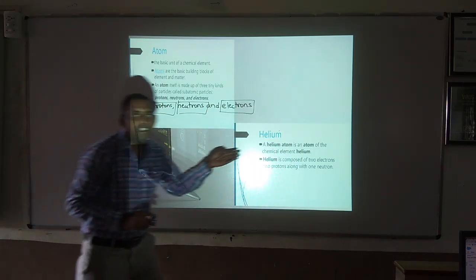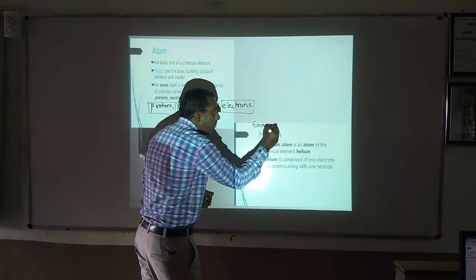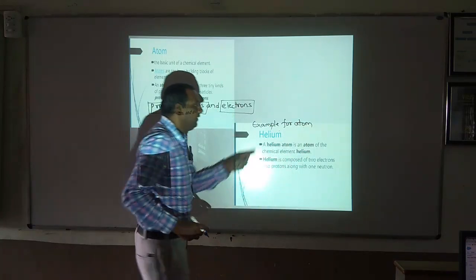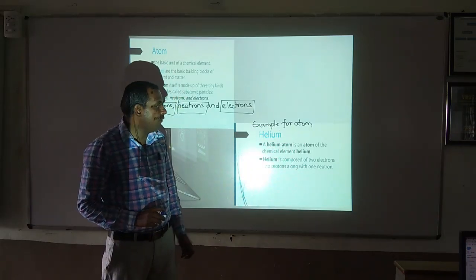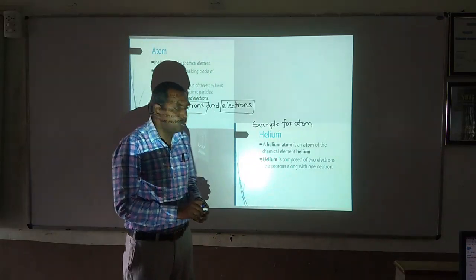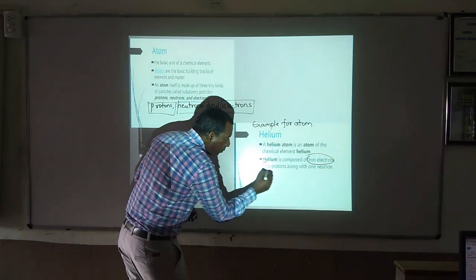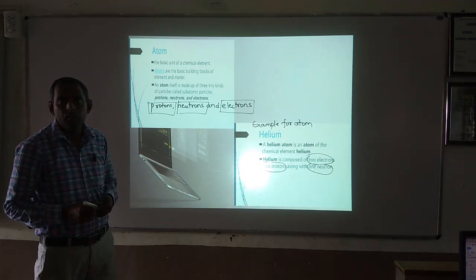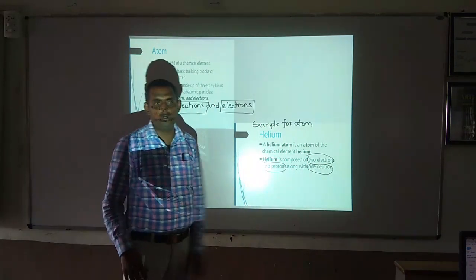Then comes an example for an atom: helium. A helium atom is an atom of the chemical element helium. Helium is composed of two electrons, two protons and two neutrons.